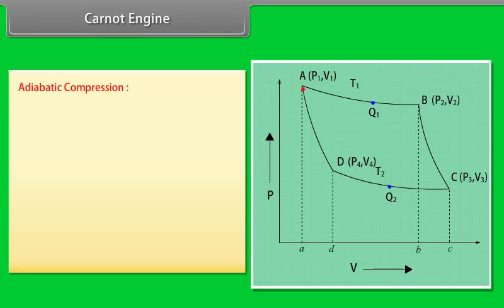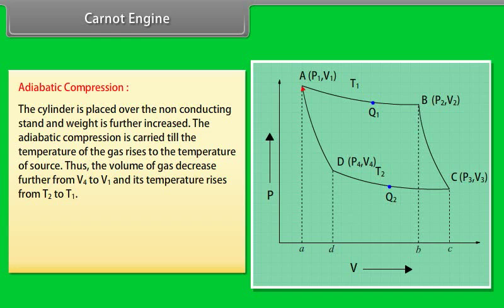Adiabatic compression: the cylinder is placed over the non-conducting stand and weight is further increased. The adiabatic compression is carried on till the temperature of the gas rises to the temperature of the source. Thus, the volume of the gas decreases further from V4 to V1 and its temperature rises from T2 to T1. In a Carnot cycle, efficiency is given by Q1 by Q2 equals T1 by T2.